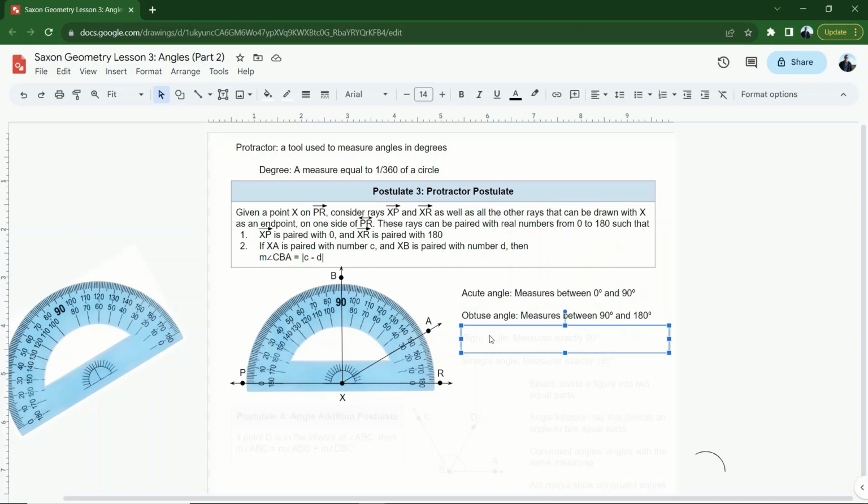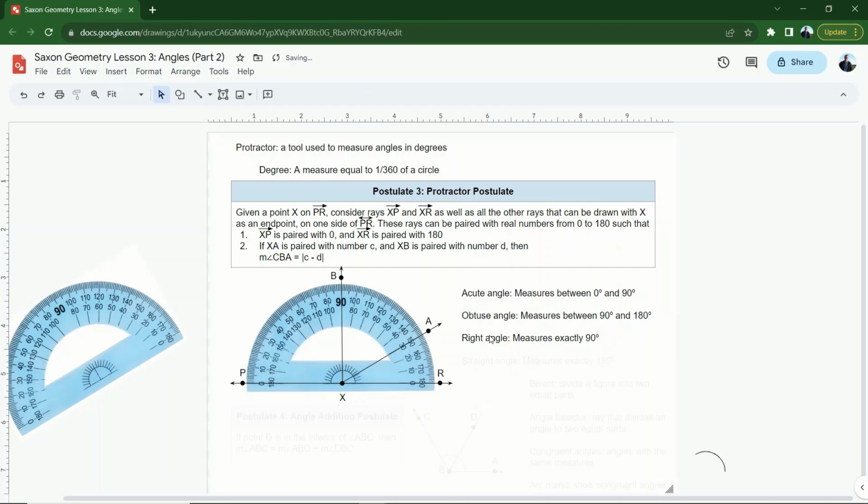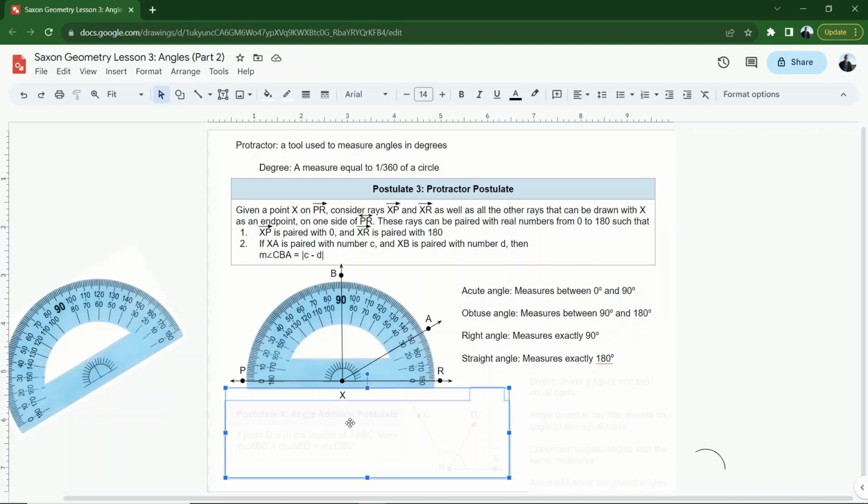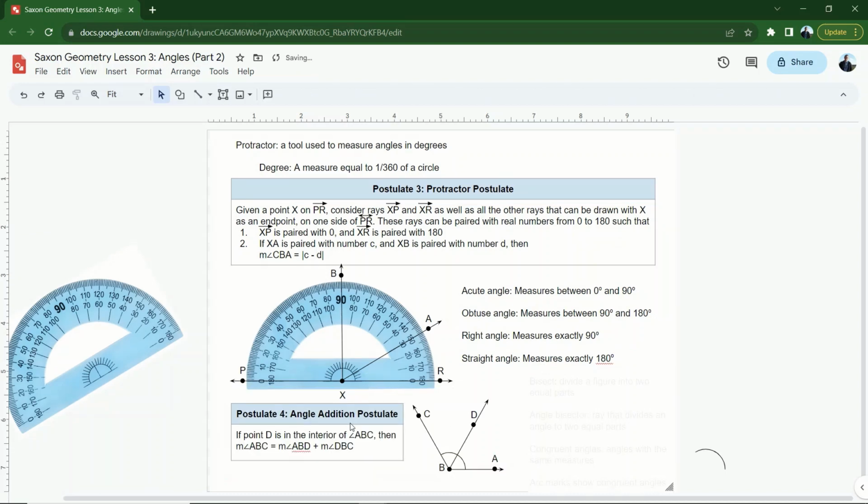A right angle is an angle that measures exactly 90 degrees. BXP or BXR would be considered right angles that measure exactly 90. And then finally, a straight angle measures 180 degrees. It's a line. A straight angle is a line. PXR would be an example of a straight angle in my drawing. All right, moving on. Let's talk about the angle addition postulate.